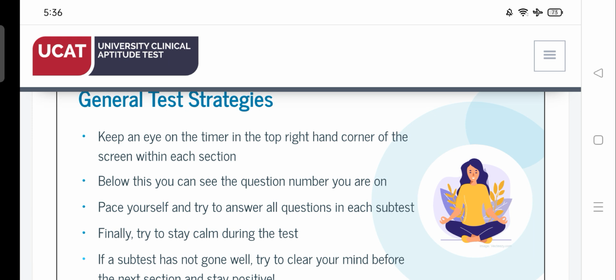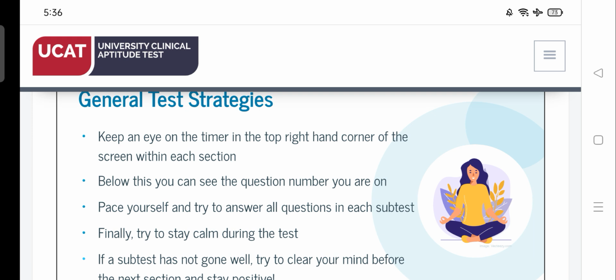Pace yourself and try to answer all the questions in each subtest. For the subtest you are solving as your practice test, try to solve all the questions and give an answer to all of them. So it will improve your ability to choose the right options.